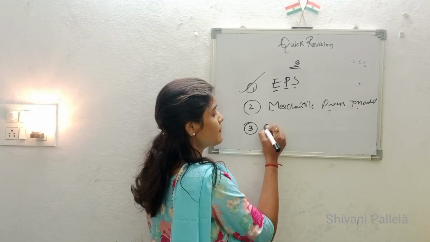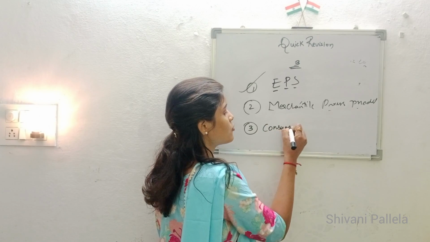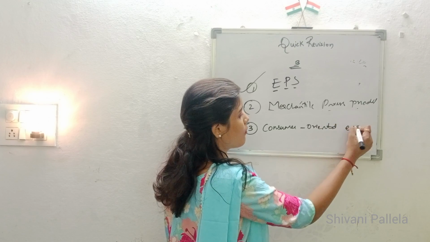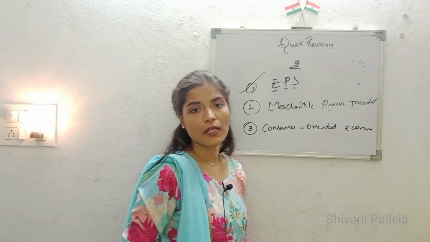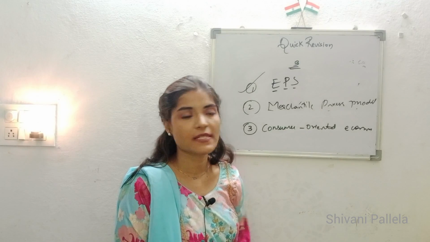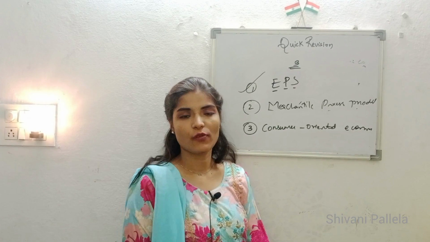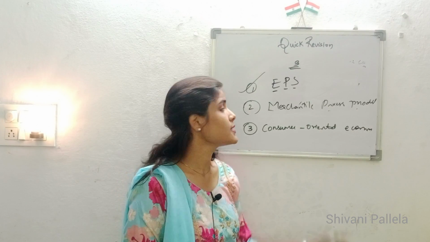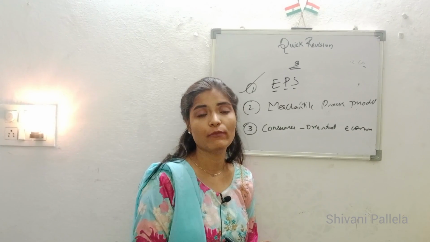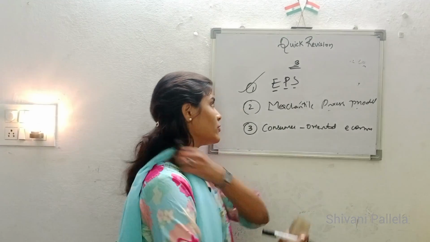And the third important question is consumer oriented e-commerce. This is the third important question from unit number 3 in e-commerce. What is meant by consumer oriented e-commerce? And mercantile process model and electronic payment system. These are the 3 most important questions from unit number 3.